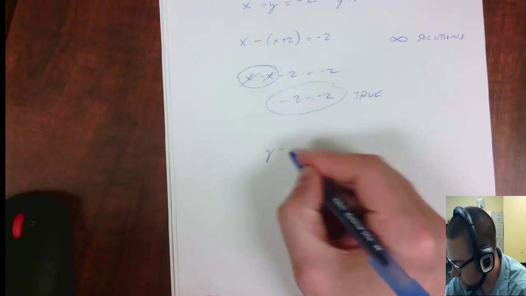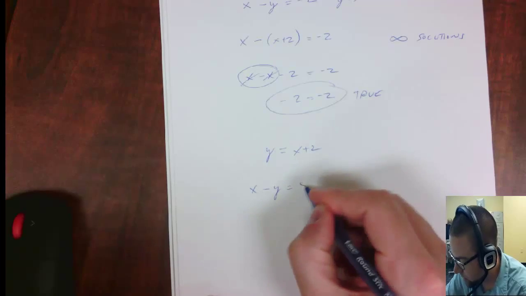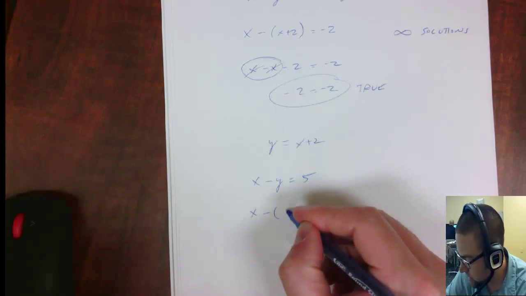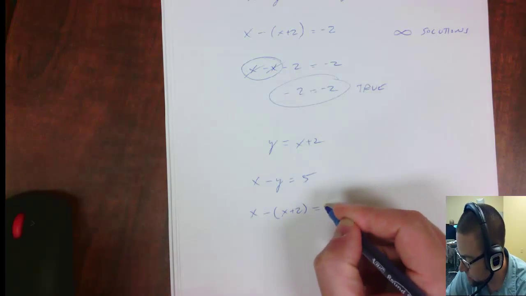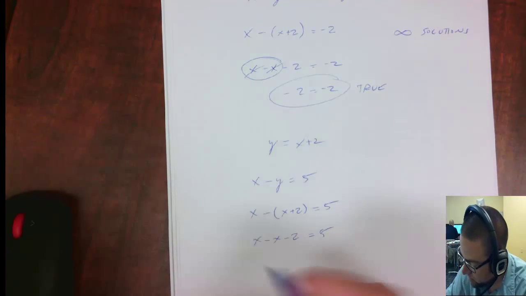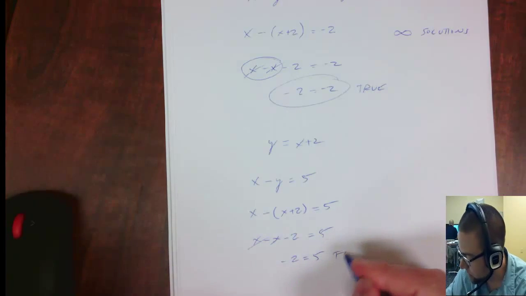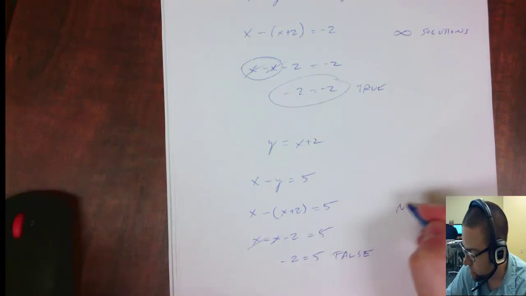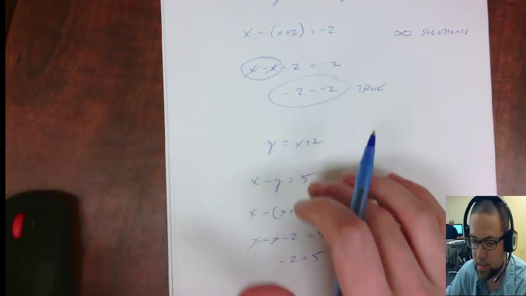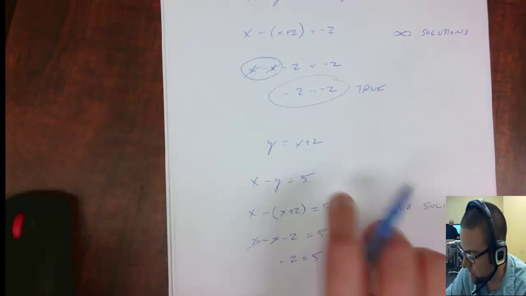If I were to solve by substitution something that was like x minus y is equal to 5, so I substitute in and I get x minus x plus 2 equals 5, and then I do what I did before, and then I get -2 equals 5. See, this is false. So there is no solution. There's no values of x and y that would make both of these statements true at the same time. Okay, so no intersection point.